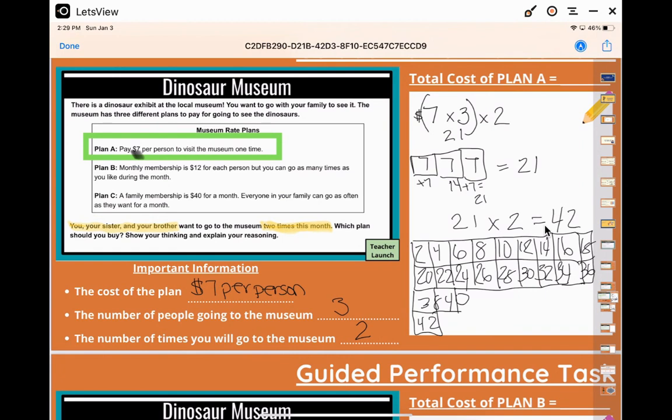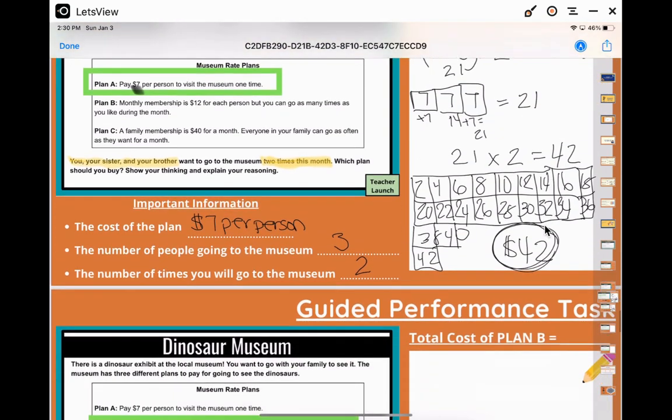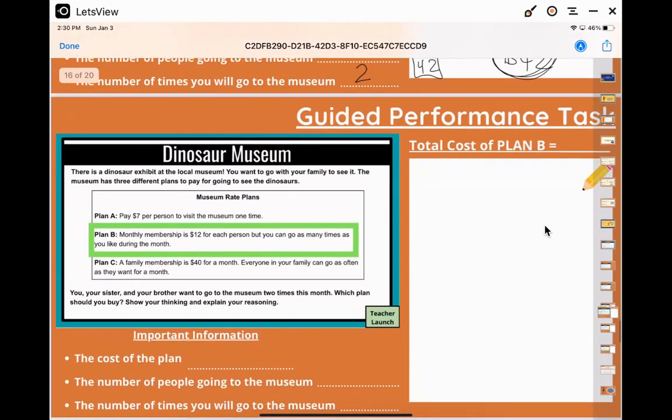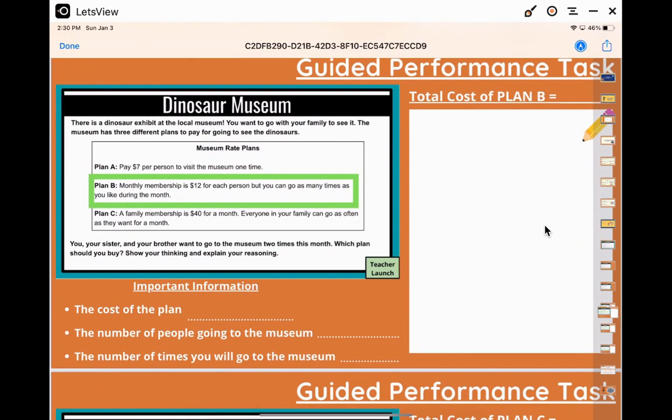And that tells me that the cost of plan A is $42 for the whole family. So we have found the cost of plan A. I know my work is a little sloppy, but make sure that you get that in your notes. Teachers, if you need to pause the video, make sure you pause it and rewind it so that they can get all of that.